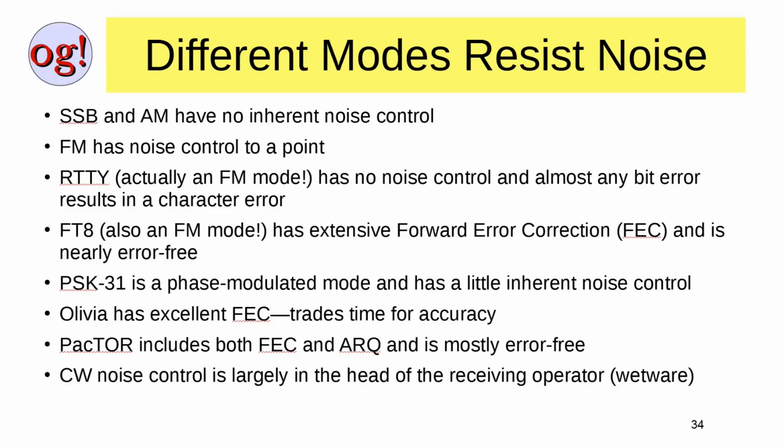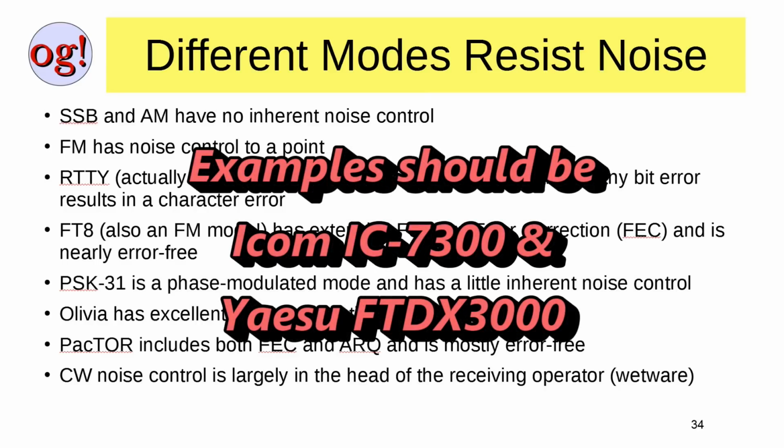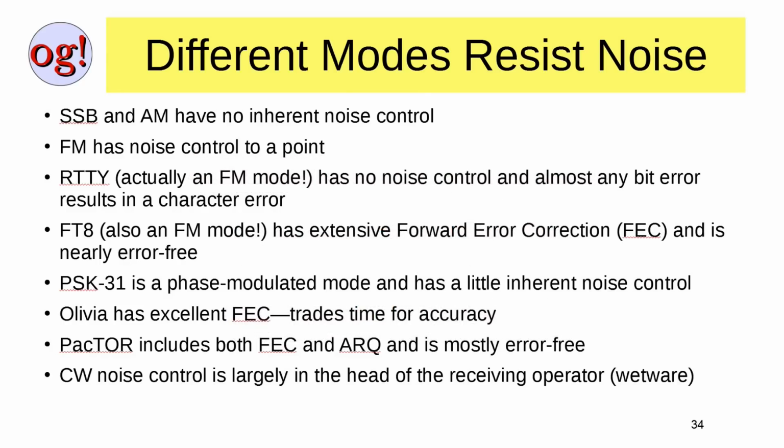Now, I have to admit, CW noise control, CW is an AM mode. It's either on or off, so it's the height of the signal that makes the difference. The noise control for CW is largely in the head of the receiving operator. But I will tell you, I have played with some of the CW receive features on the 7100 with my FTDX 3000, and they're amazing. So you ought to take a look at them.